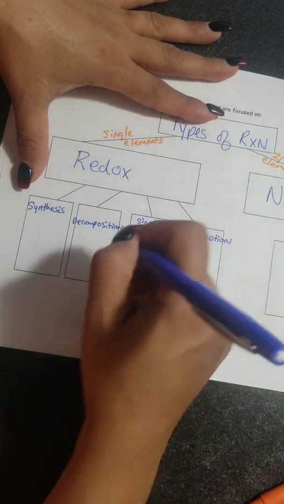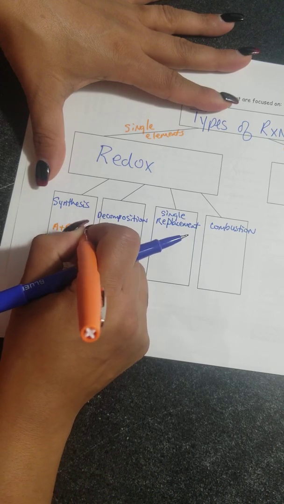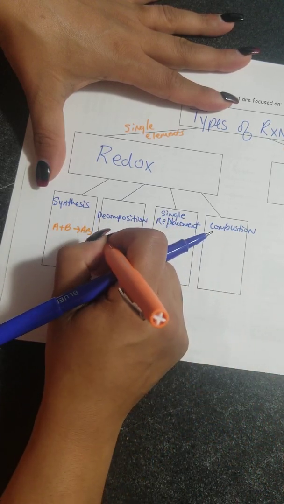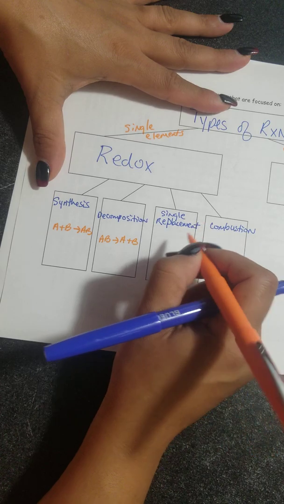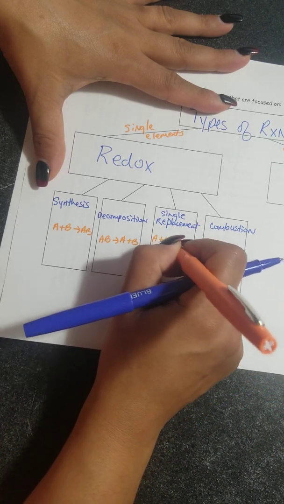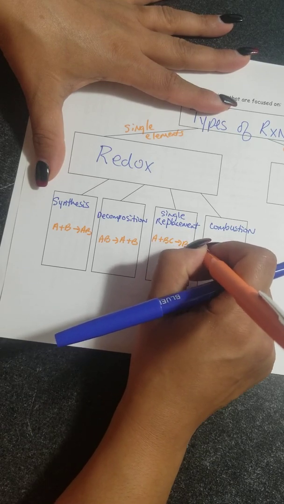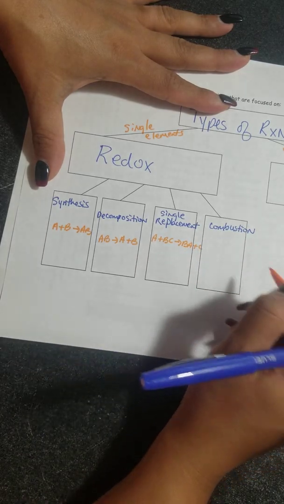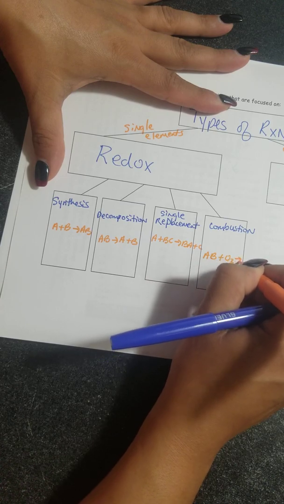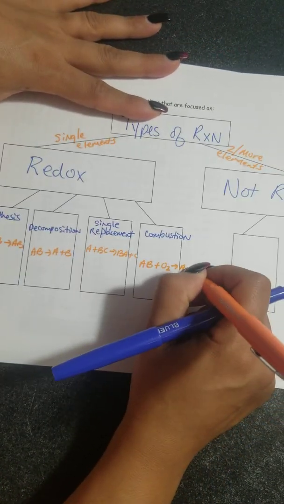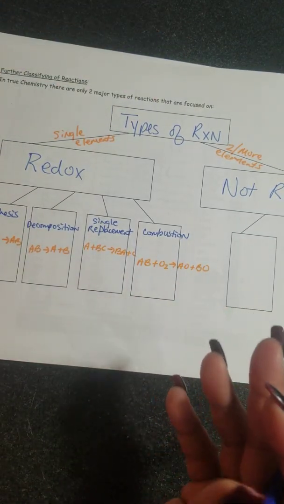Okay? Now, the way that they look is synthesis is A plus B yields AB. Decomposition is AB yields A plus B. A single replacement is A plus BC yields BA plus C. And a combustion is AB plus O2 yields AO plus BO. Okay, that's just the generic breakdown of what it looks like.